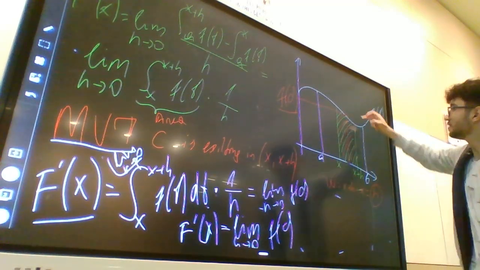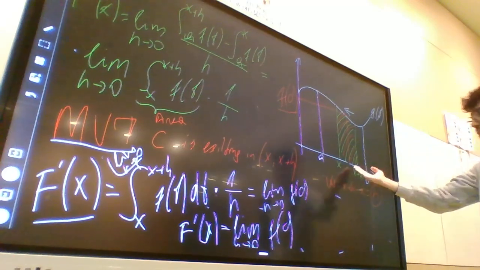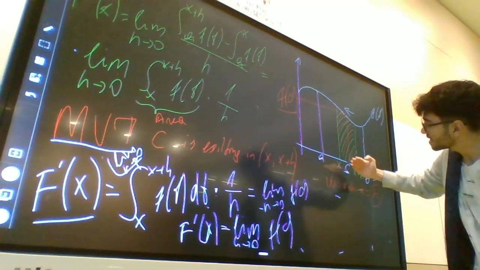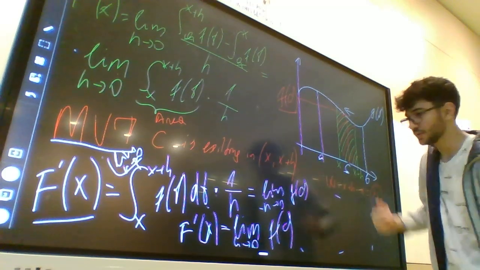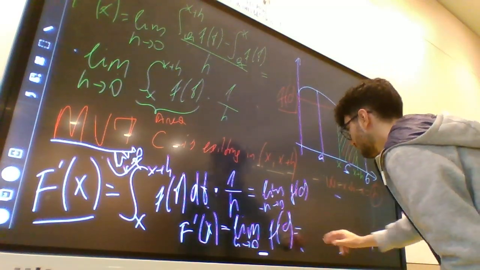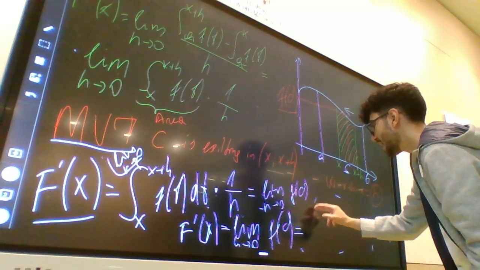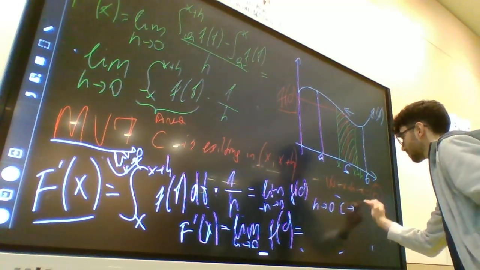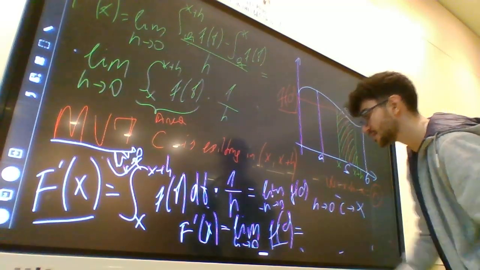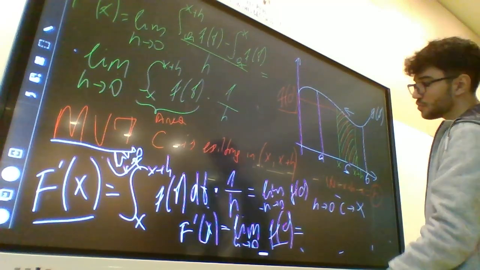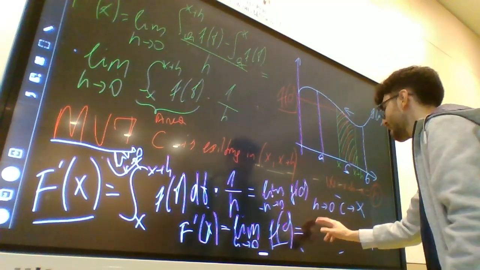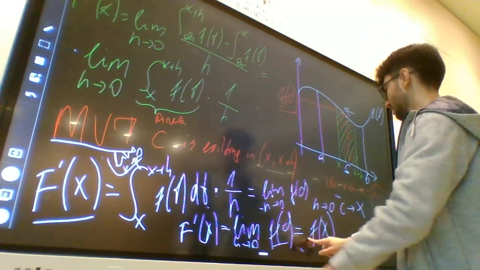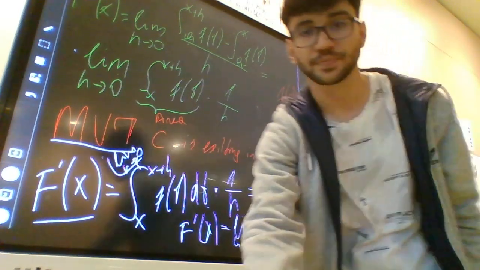And if you see that h is going to 0 in here, our c will also squeeze to the x value, yes? It means that if h is going to 0, our c is going to x. And our f(c) will normally approach f(x). That's it. This is the final formula.